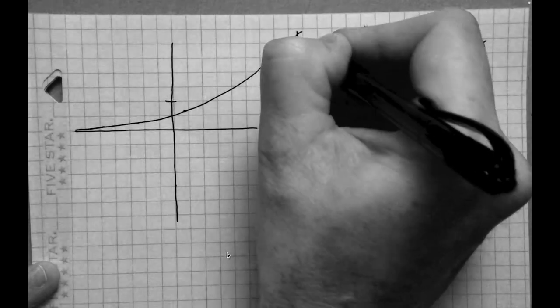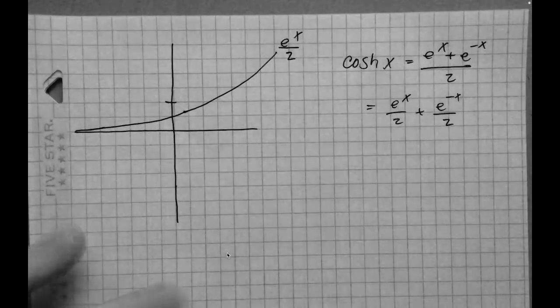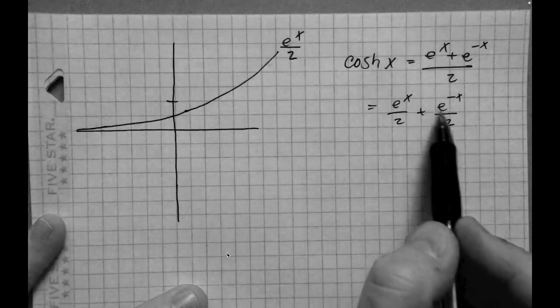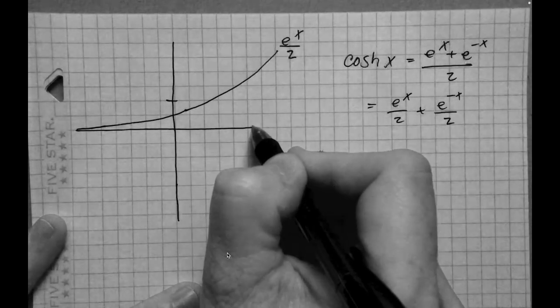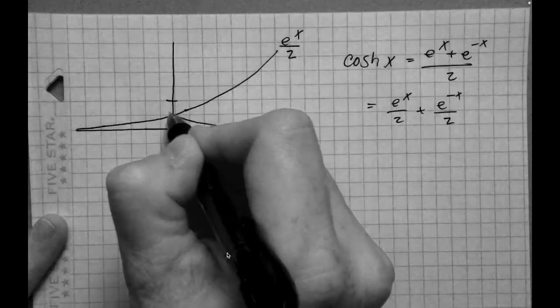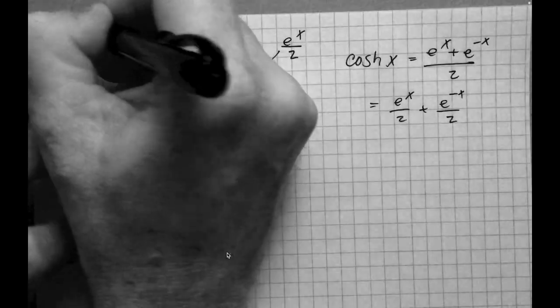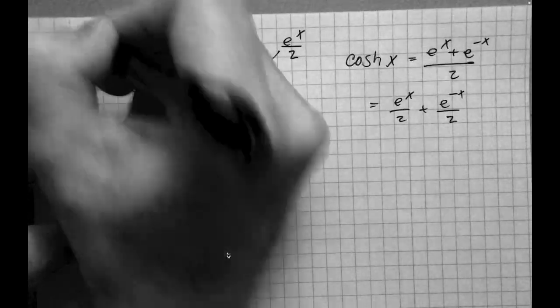So that's e to the x over 2. And then e to the negative x over 2 is going to do the reverse. It's going to come up from this side, cut through the same point, and then take off. So that's e to the negative x over 2.